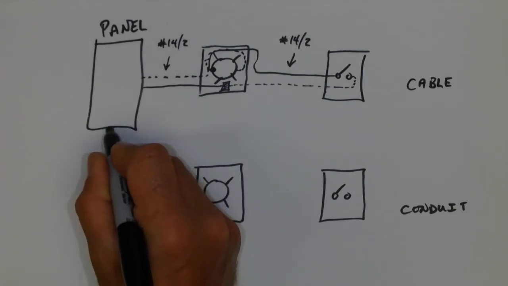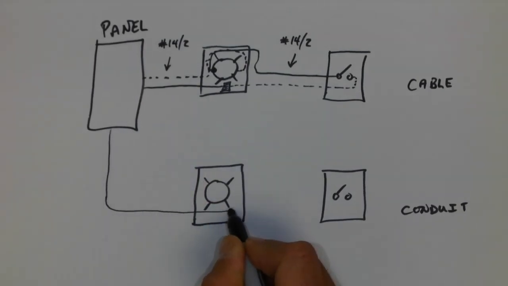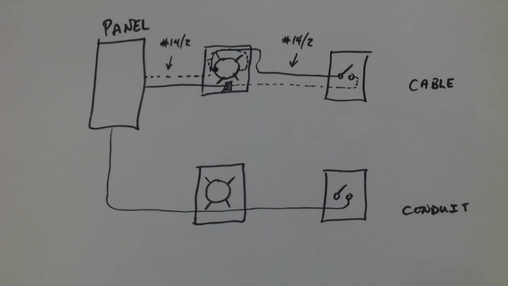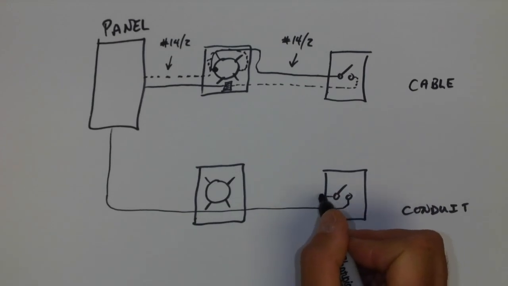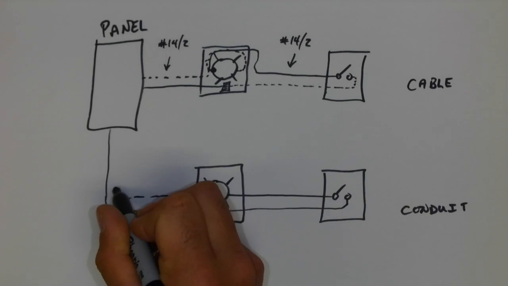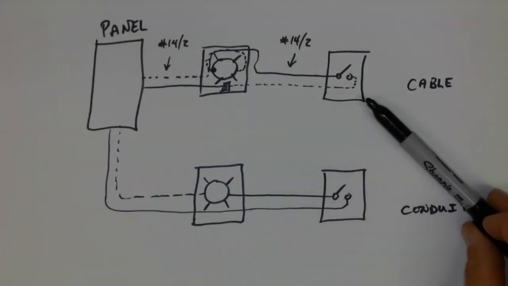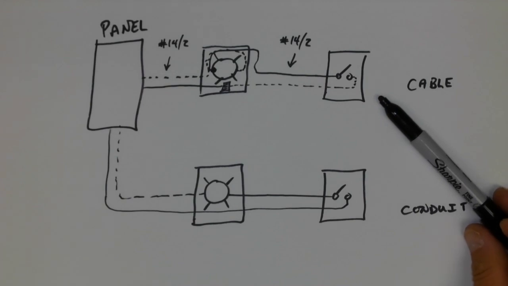You'll notice the conduit installation is much more straightforward. All we're doing is going black conductor all the way to the switch, black conductor out to the light, and then white conductor back to the panel. Now again, this cable installation done pre-2018 is totally acceptable. However, you're not permitted to do them new nowadays.